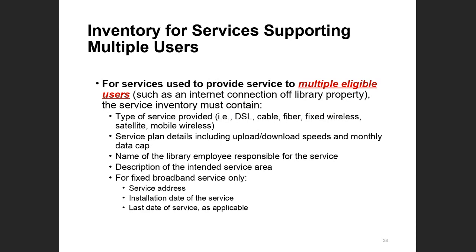And then for some kind of service that is provided to multiple users, like maybe a community Wi-Fi option, let's say you might pay for a hotspot that's installed at a local church, or you're paying for an internet connection that goes to a local fire station, and then houses in that area can access Wi-Fi off that particular connection. You know, one of those scenarios. Then again, you're just keeping some basic details about the service, the employee who is in charge of the service, and then if it's a fixed broadband solution, some other details about the service delivery address and installation and things like that.